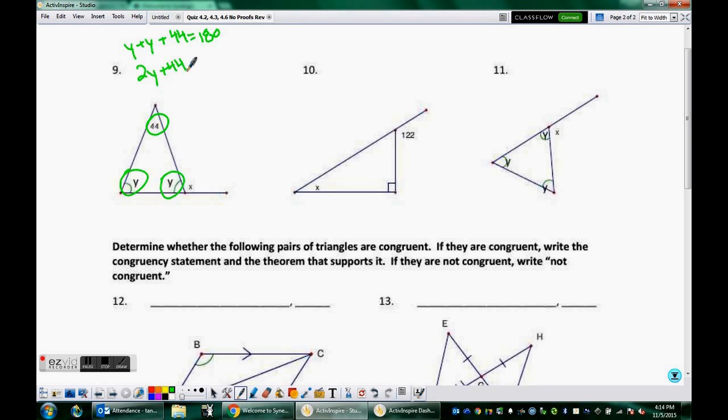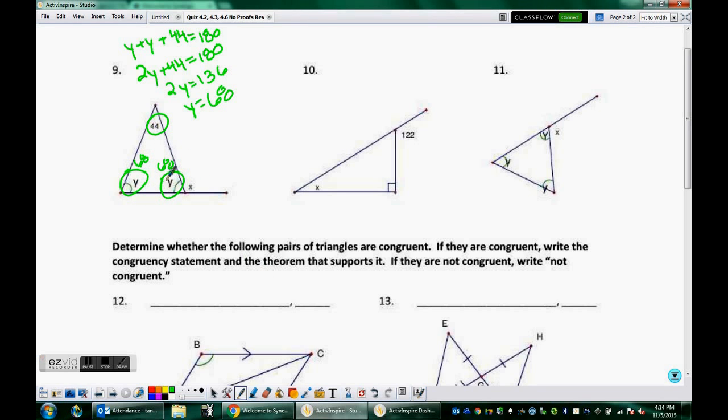So we've got 2y plus 44 is 180. So 2y is going to be 136. I'm going to subtract by 44. So my y is going to be 68. Okay. Now there's 2 ways to solve for x.